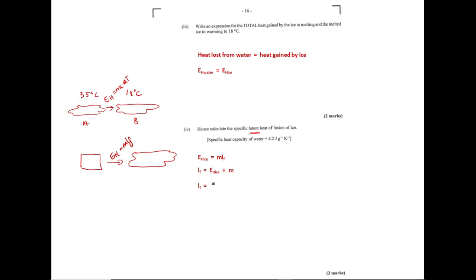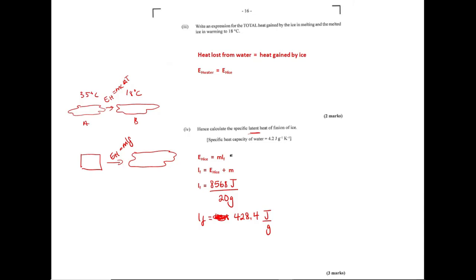How do we solve for that? We use whatever the heat for the ice was, which was 8568 joules, and you divide by the mass of the ice, which we found to be 20 grams, and our LF would be equal to 428.4 joules per gram. Okay, so that would be your answer.